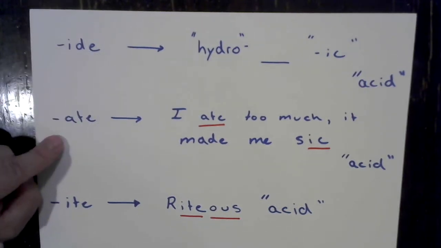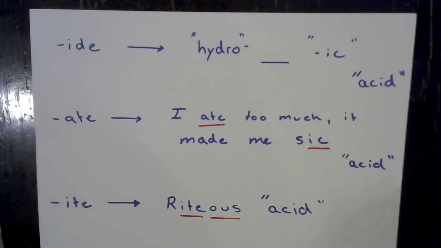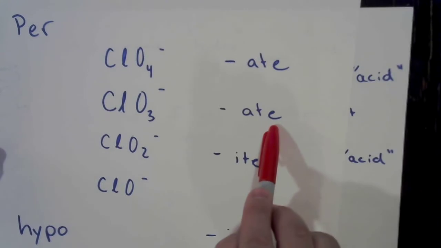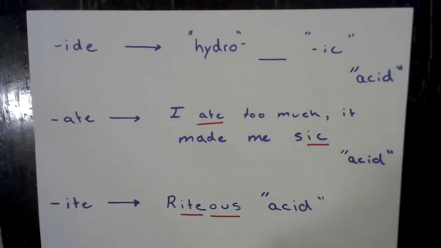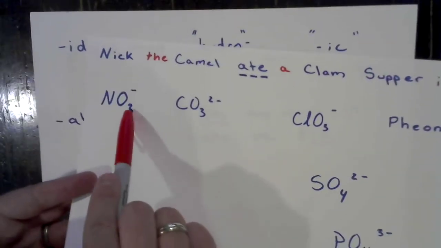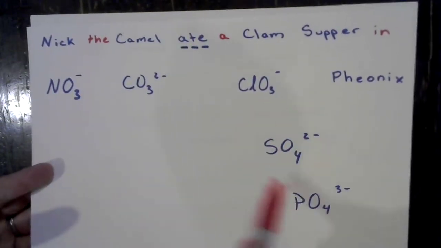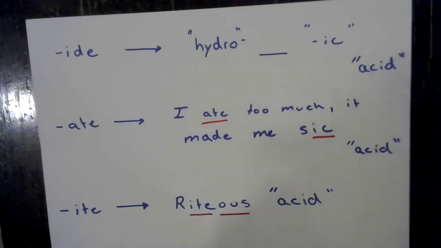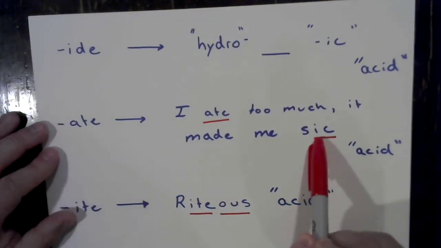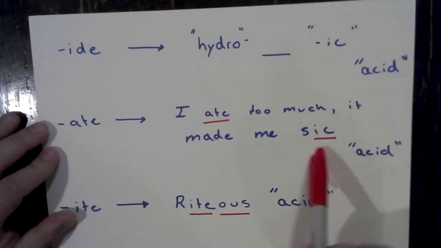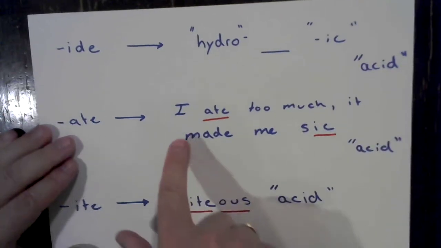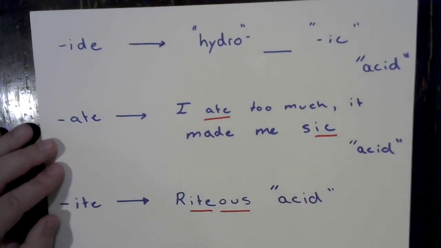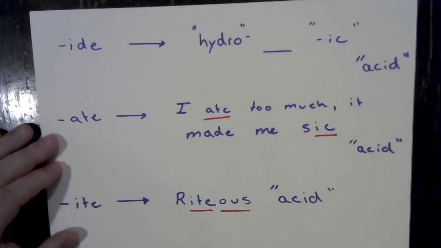Here's your next option. What if it ends in an ATE? That could be a lot of things. That could be ClO3 minus, chlorate, or that could be NO3 1 minus. That could be nitrate, or any of these, carbonate, chlorate, sulfate. You're going to change the ATE to an IC also, very similar to up here, and here's how we remember this. So memorize this little saying, I ate too much, it made me sick. And then you have to remember to say acid.